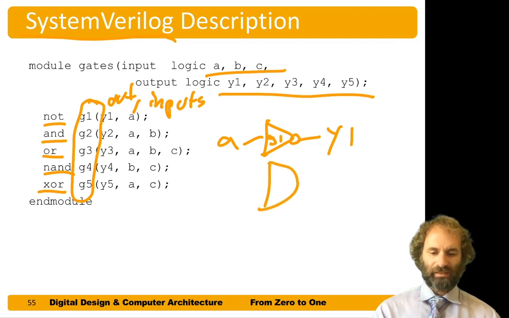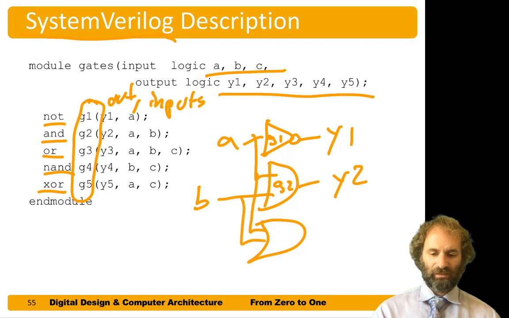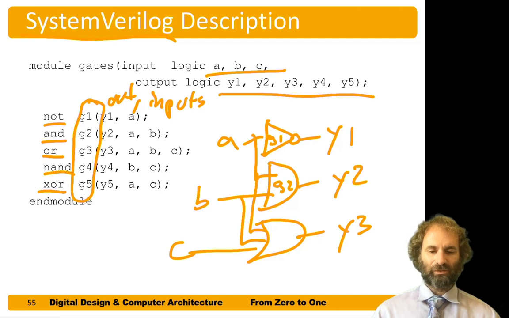Then we have an AND gate named G2 that has input A and B and produces Y2. We have an OR gate that takes inputs A, B, and C and produces Y3 and so forth. So this is a textual description of the circuit.